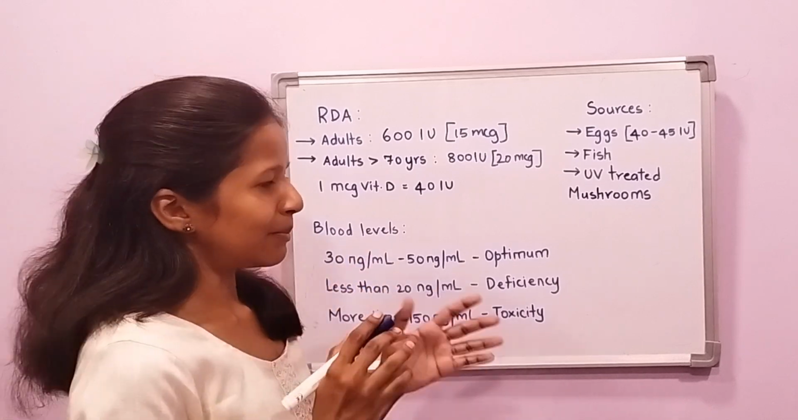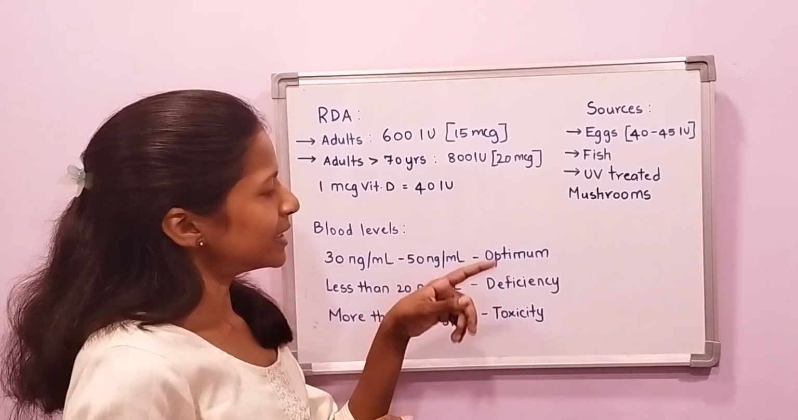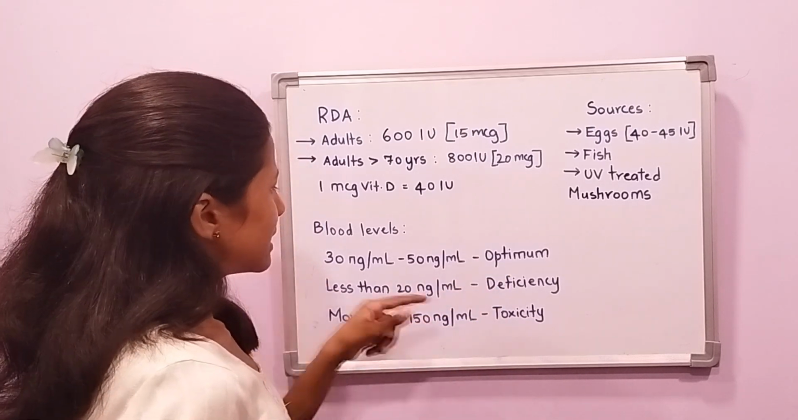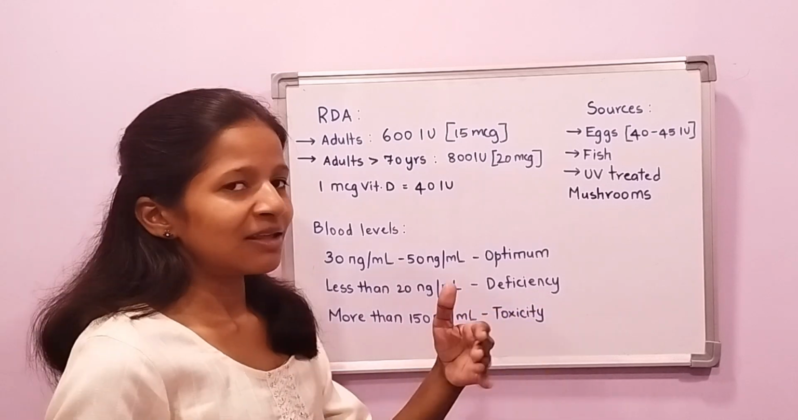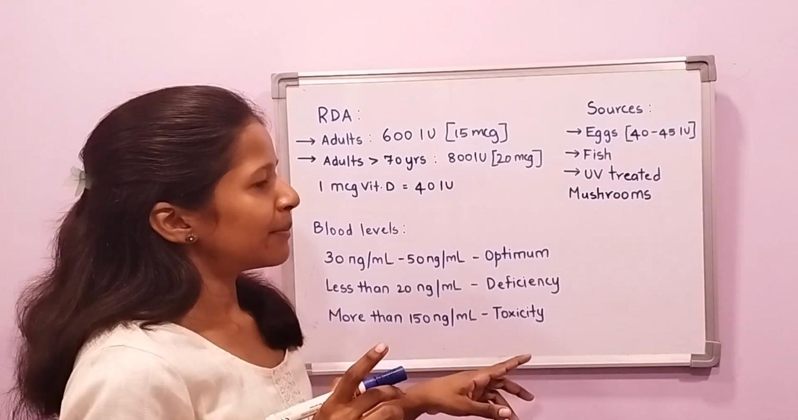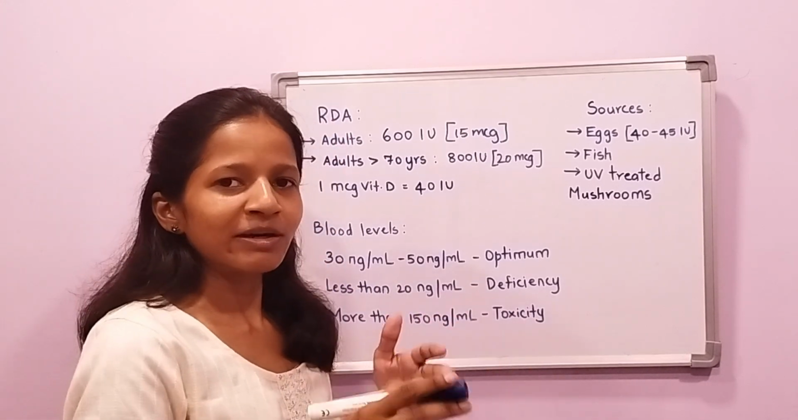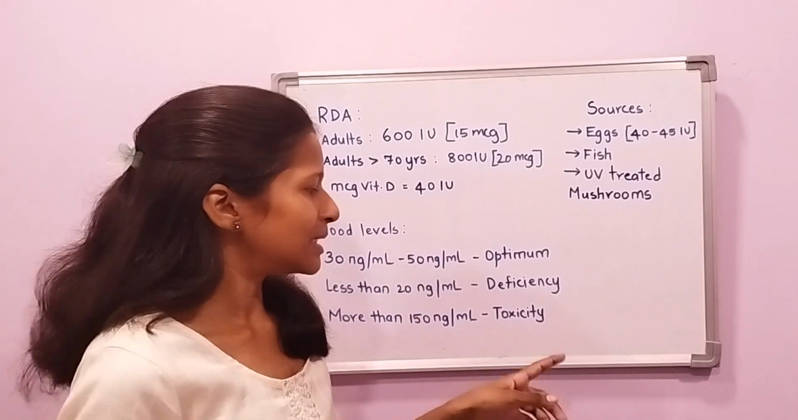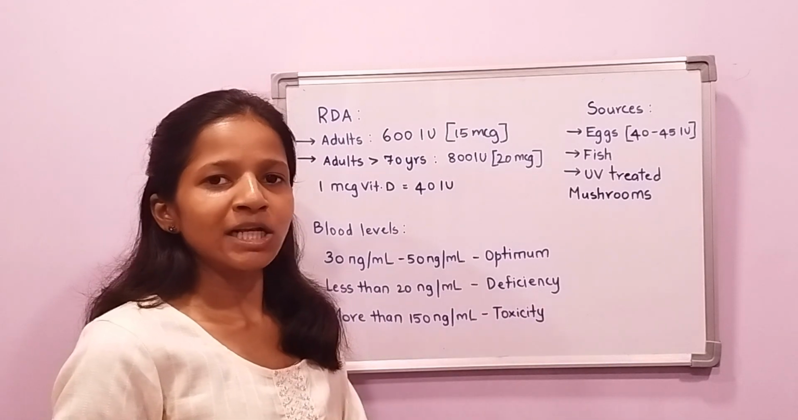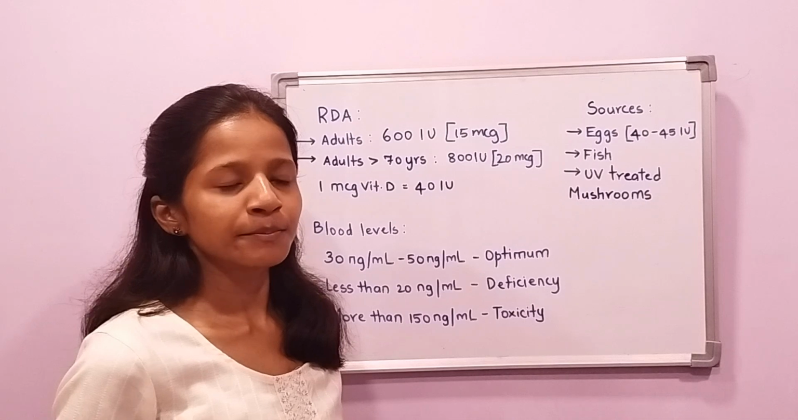In the blood levels, when a blood test is being done, 30 ng per ml, nanograms per milliliter, to 50 can be considered to be in the optimum range. Anything below 20 is considered deficient, and levels below 10 is severe deficiency. Anything above 70 to 150 is very high, and above 150 ng per ml is considered toxicity. This can lead to hypercalcemia because vitamin D increases calcium absorption. So too much vitamin D can lead to too much calcium levels in the blood.